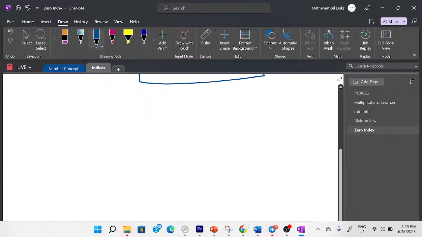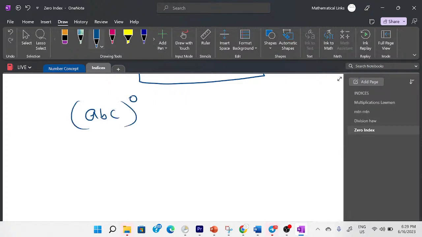Here you need to be very careful. If you have more than one variable and everything is raised to the power of 0, then everything should be equal to 1. Take for instance, you have abc all to the power of 0. So everything is raised to the power of 0, and in this case, everything should be equal to 1. But if only part of the expression is raised to the power of 0, then only that particular part will be equal to 1, and the others remain the same. Take for instance, you have a, b to the power of 0, then c. In this case, only b is raised to the power of 0, so only b will be equal to 1. That means you're going to have a times 1 times c, which gives you ac. So that is the answer.